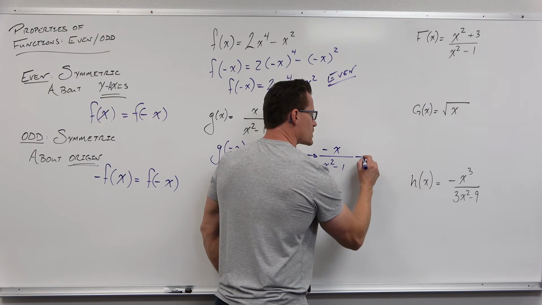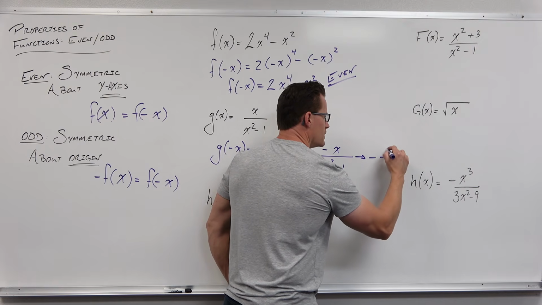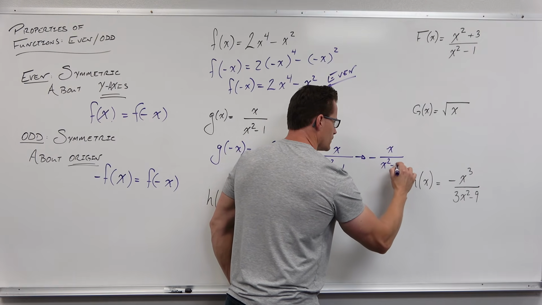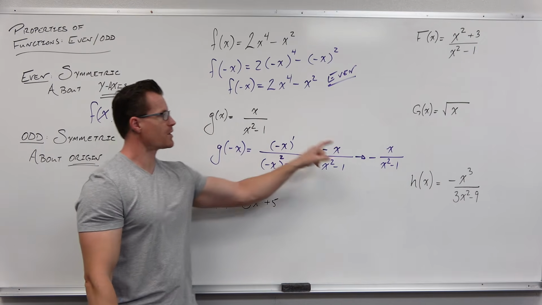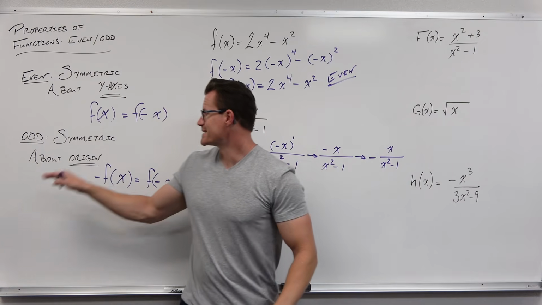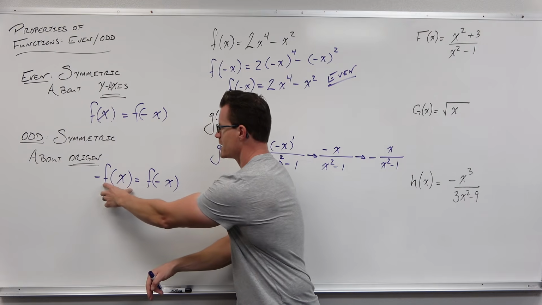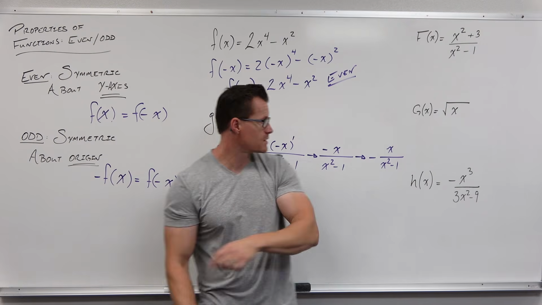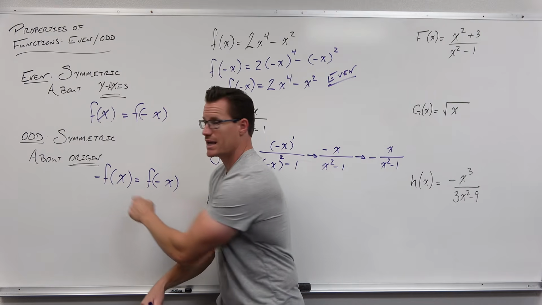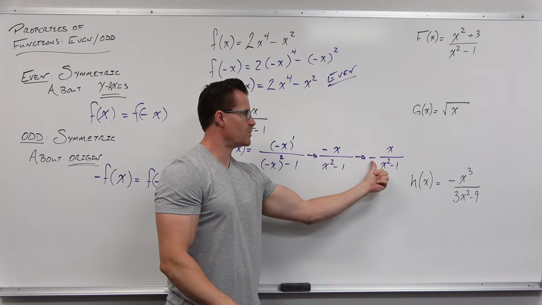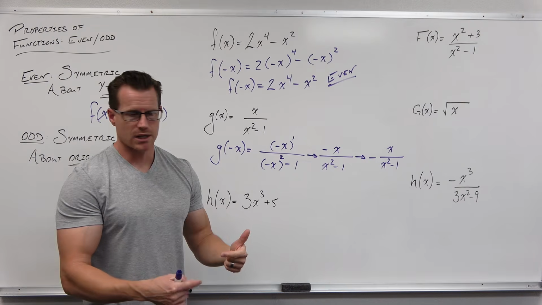If I wanted to rewrite it just a little bit, I could write that negative in front. That is saying, hey, look, you ended with the same thing as you started with, but with a negative in front. You plugged in negative x, you got the same exact thing as you started with, but with a negative in front. This is what odd looks like.